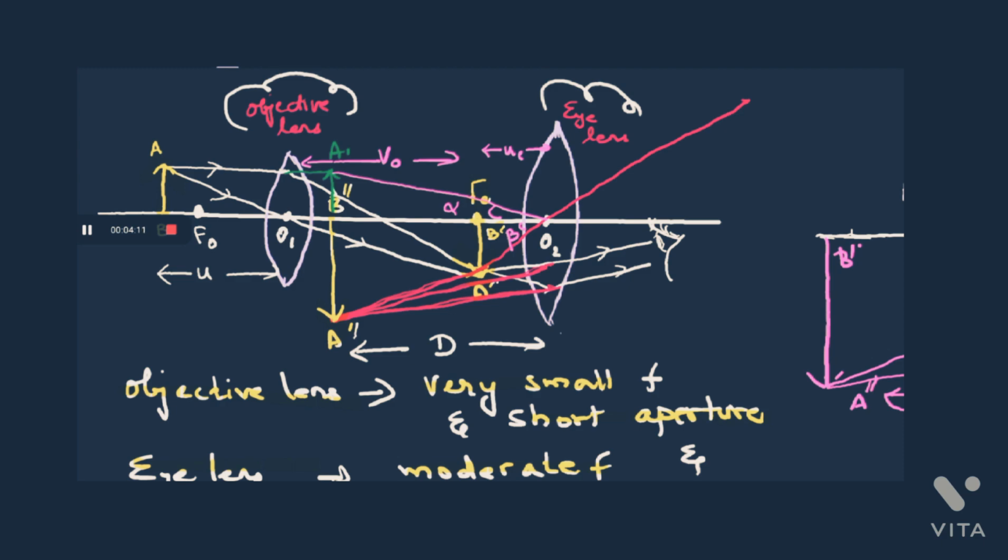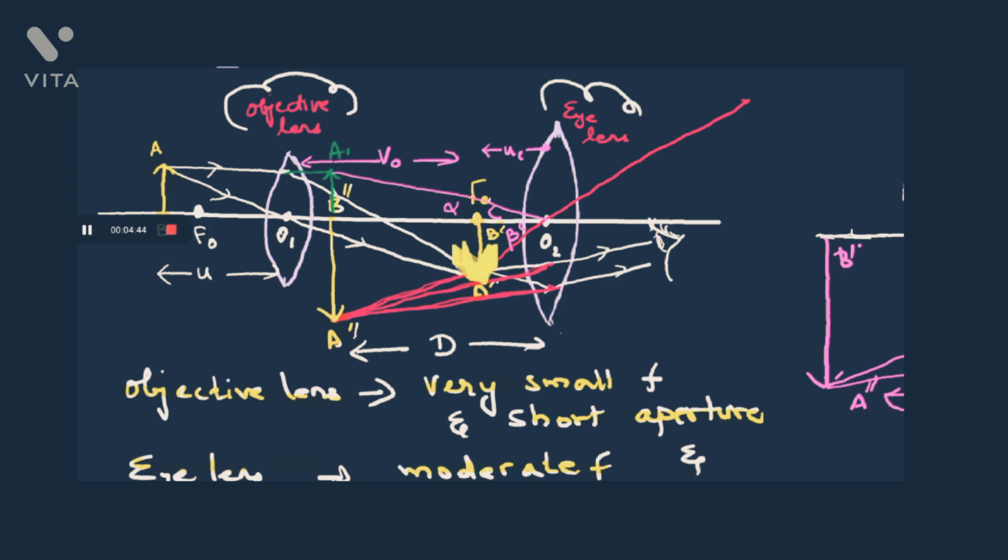AB is held perpendicular to the principal axis in front of the objective lens, beyond its focal length F0. You can see where it is placed here. It will form a real and inverted image A dash B dash. Now this A dash B dash will act like an object for the eye lens.